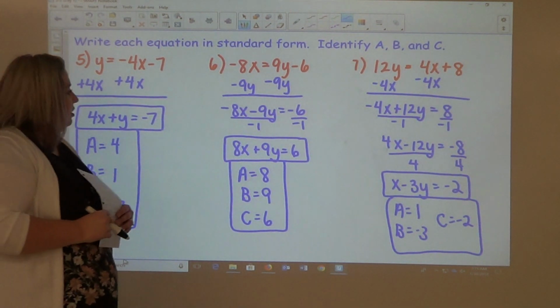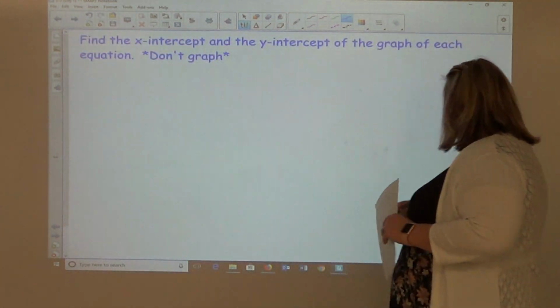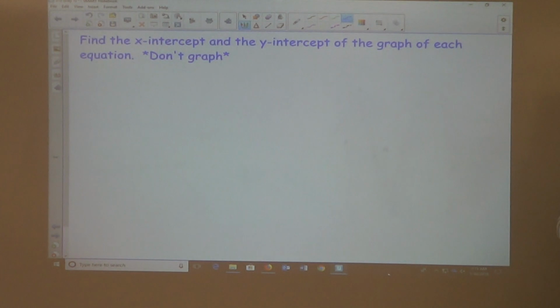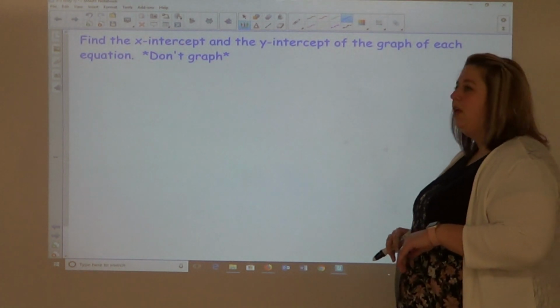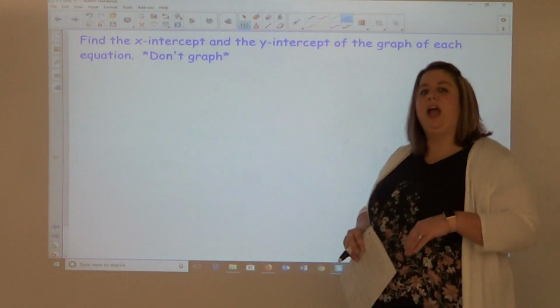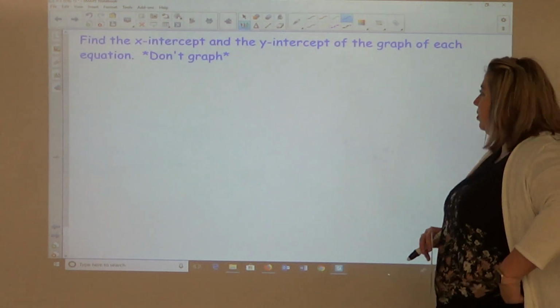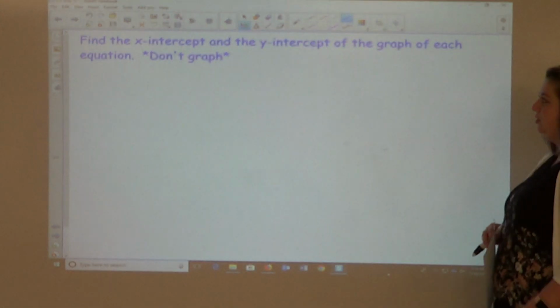So the only thing we have left to talk about then are intercepts. So we're going to find the x and the y-intercept. On your homework, it's going to tell you that you have to graph. I am not going to make you graph. I want to just talk today about how we do it algebraically. So how do we actually solve and find out what it is? So we're going to find the x and the y-intercept of the equation.